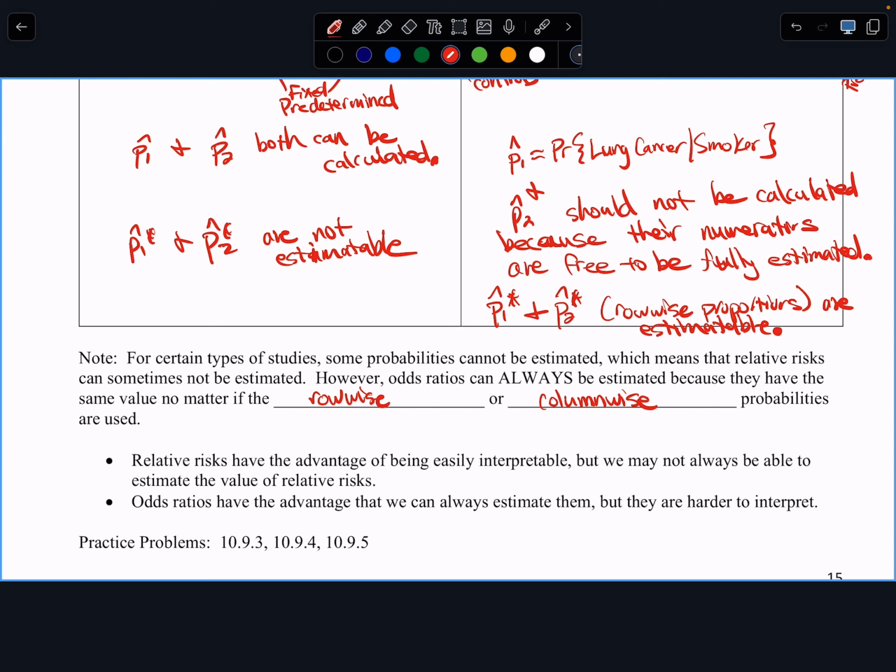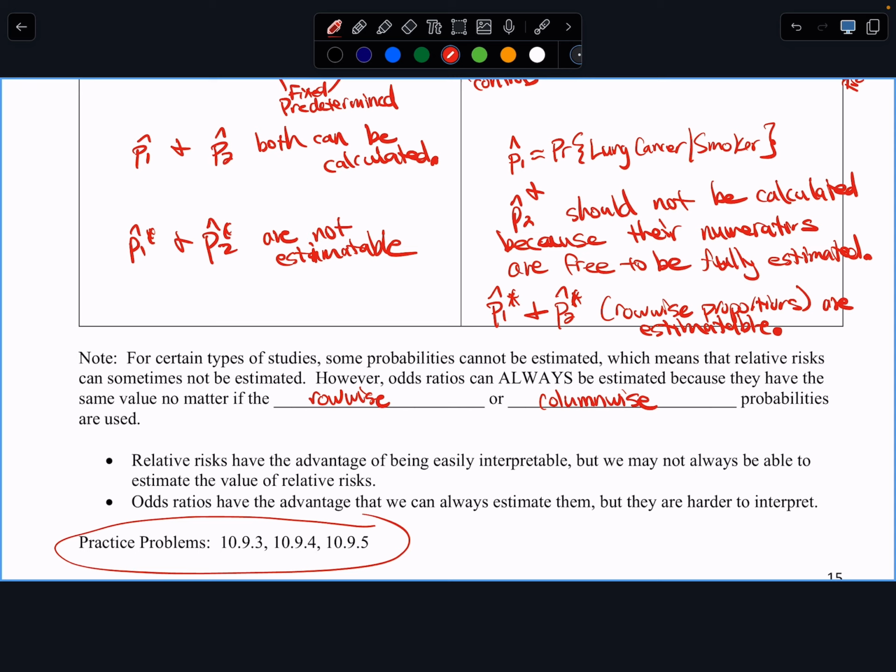All right, so that really sums up chapter 10 and our introduction to our full study of categorical data analysis. Any questions?